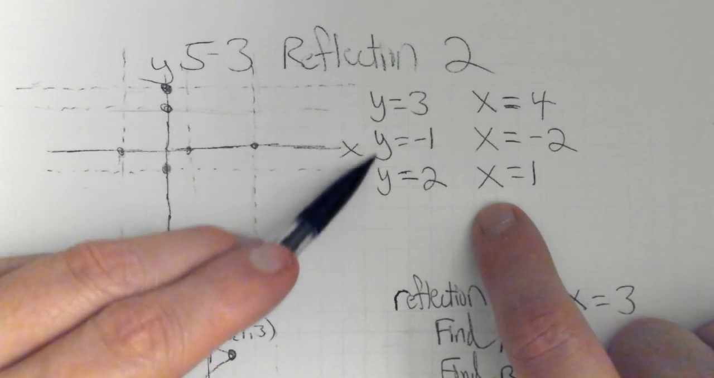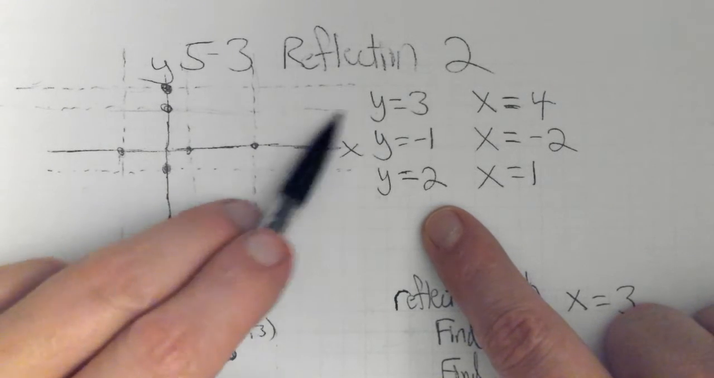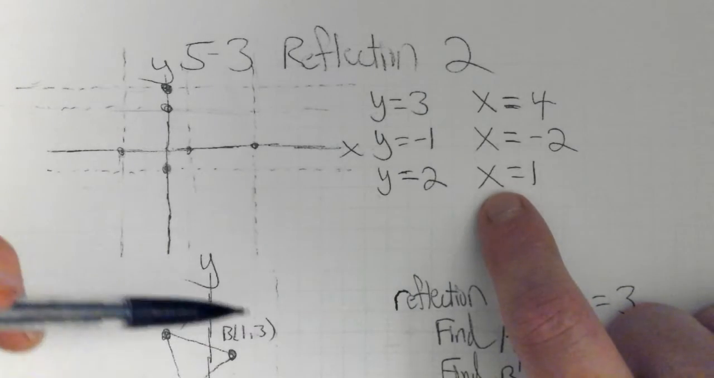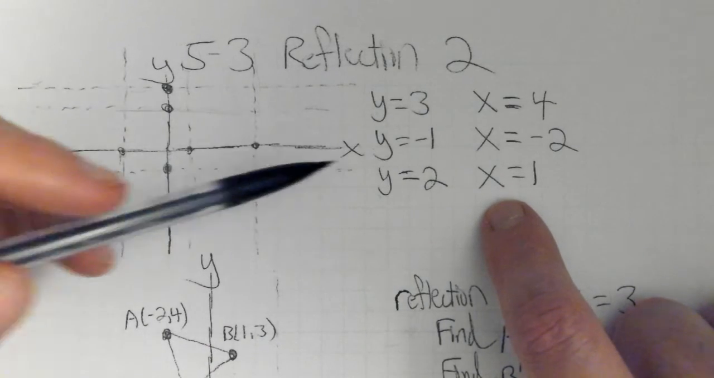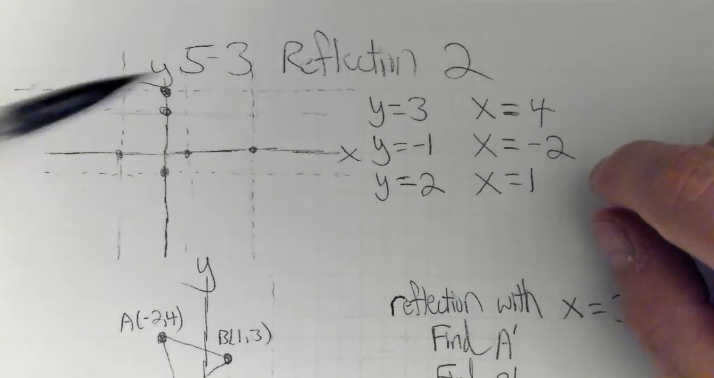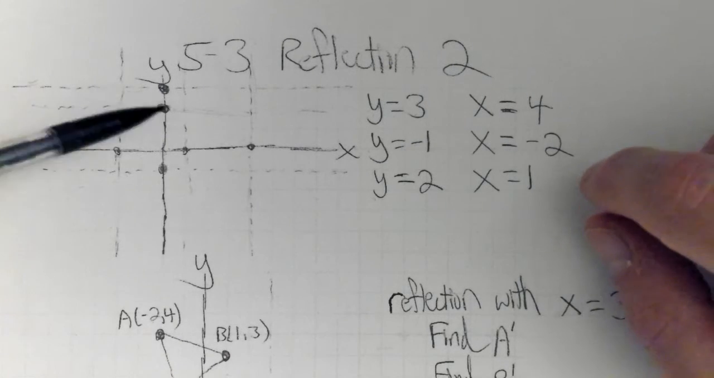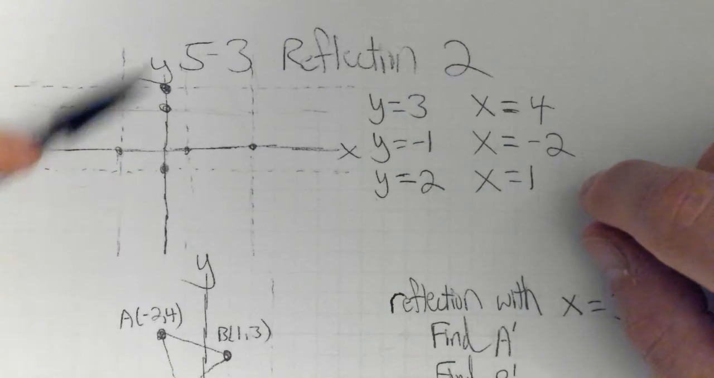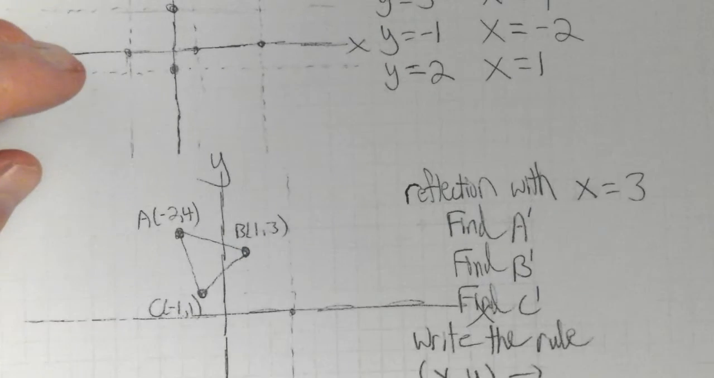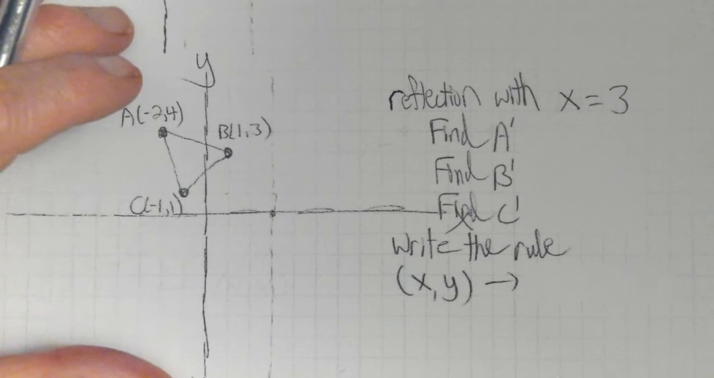So just remember, y equals is going to be a horizontal line through that number on the y-axis, and x equals is going to be a vertical line through that number on the x-axis. So the first thing we have to do is be able to locate where these lines are, because these are the type of lines that are going to be our line of reflection this time, not necessarily the x or y-axis every time. Alright, so now that we're aware of how to find these lines, let's take a look at some of the problems that we're going to be dealing with.